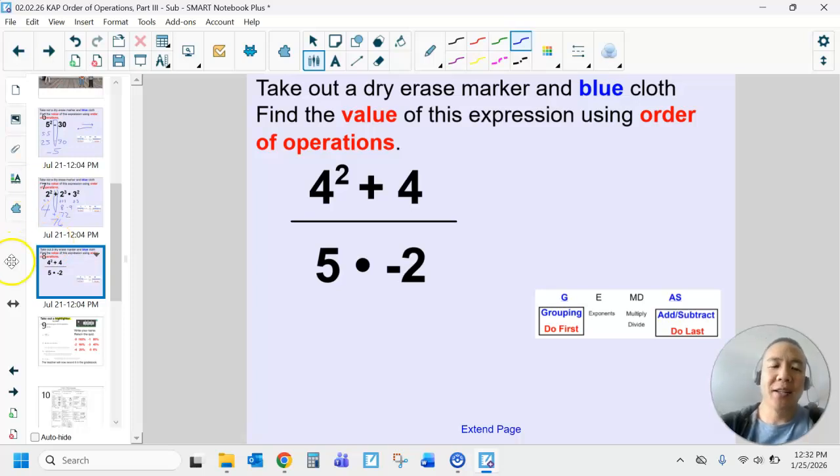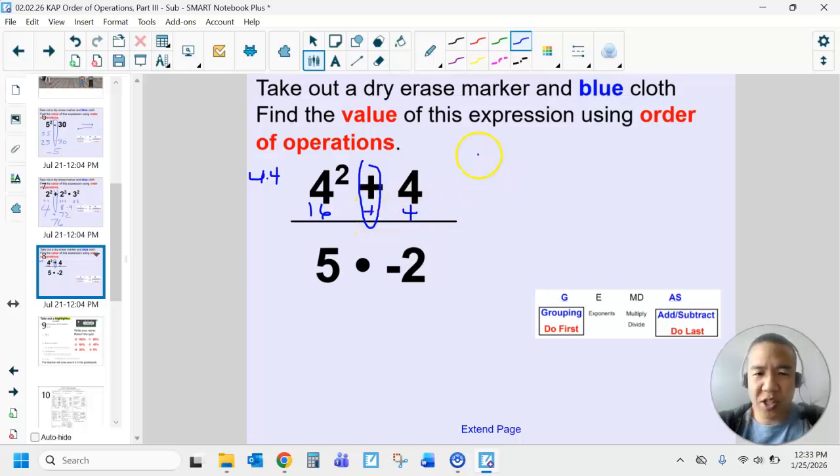Welcome back. Let's begin now. Do you see any grouping symbol? I don't. I do see some adding, subtracting, so let's separate this. Let's solve the left term first. 4 squared. 4 is the base. I write the factor twice. 4 times 4 is 16. And the right term is 4.